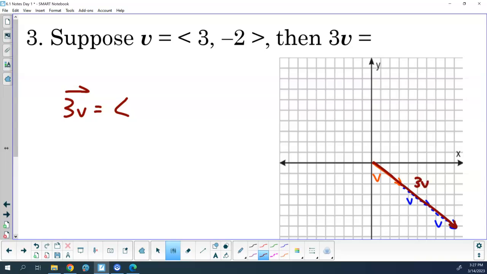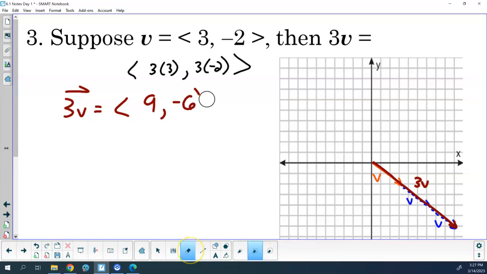Or simply what I could do is multiply the component form each by 3, which would give me 9, -6. There's the component form. And this is the point 1, 2, 3, 4, 5, 6, 7, 8, 9, 1, 2, 3, 4, 5, 6. So this is 9, -6. Right there. That's how we get those.